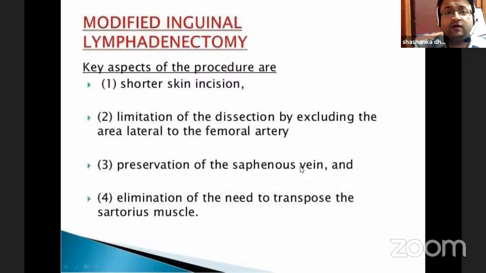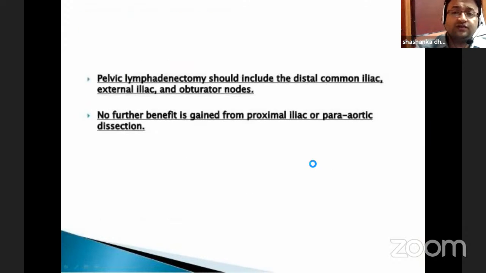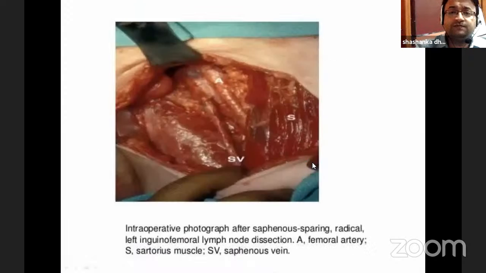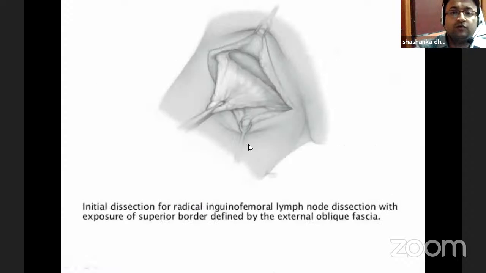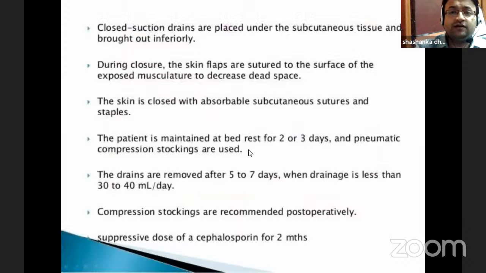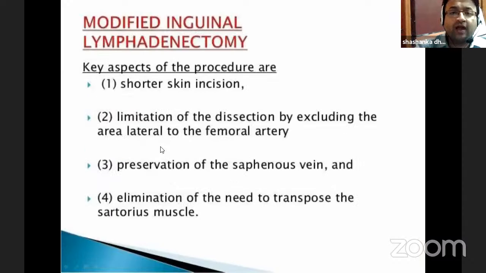Okay, modified inguinal lymphadenectomy: a shorter incision and limitation of the dissection by excluding the area lateral to the femoral artery. So if you go back to this diagram, if the femoral artery is located somewhere here, lateral to the vein, we don't go beyond this. We don't go lateral to the femoral artery. That is the idea of a modified inguinal lymph node dissection. And preservation of the saphenous vein, and elimination of the need to transpose the sartorius muscle. So these are some modifications that have been done to decrease the morbidity of the procedure.